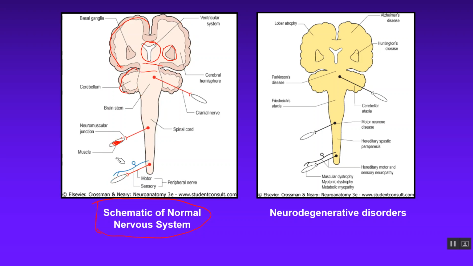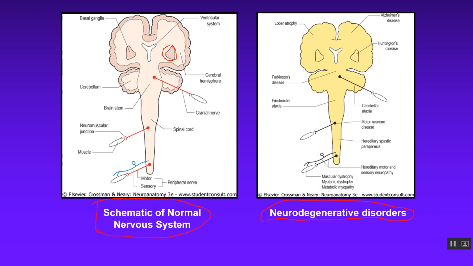And so here you'll see a representation of neurodegenerative disorders. Notice they've colored the entire thing in yellow. That means that neurodegenerative disorders can affect any part of the nervous system. That's all they're showing, highlighting that everything in yellow indicates that any part of the nervous system could be affected by a neurodegenerative disorder.